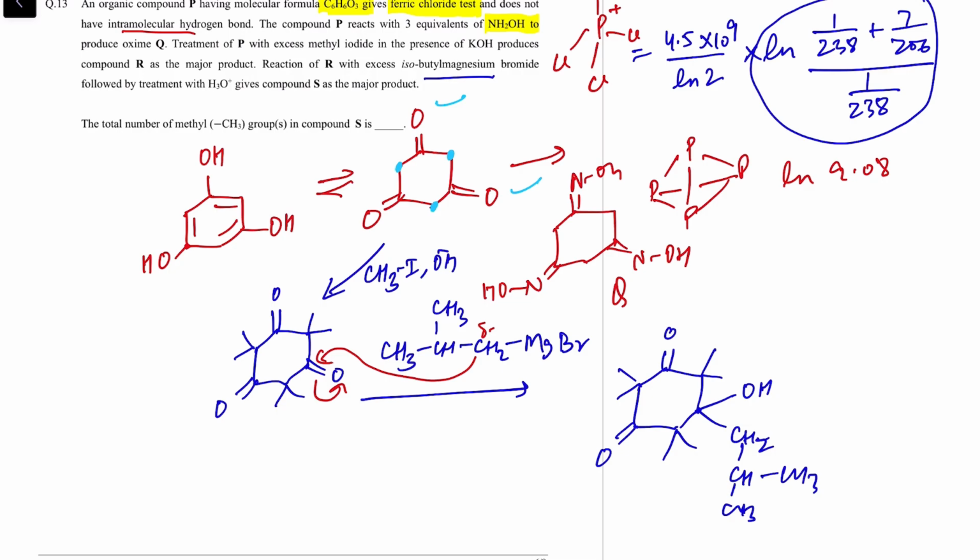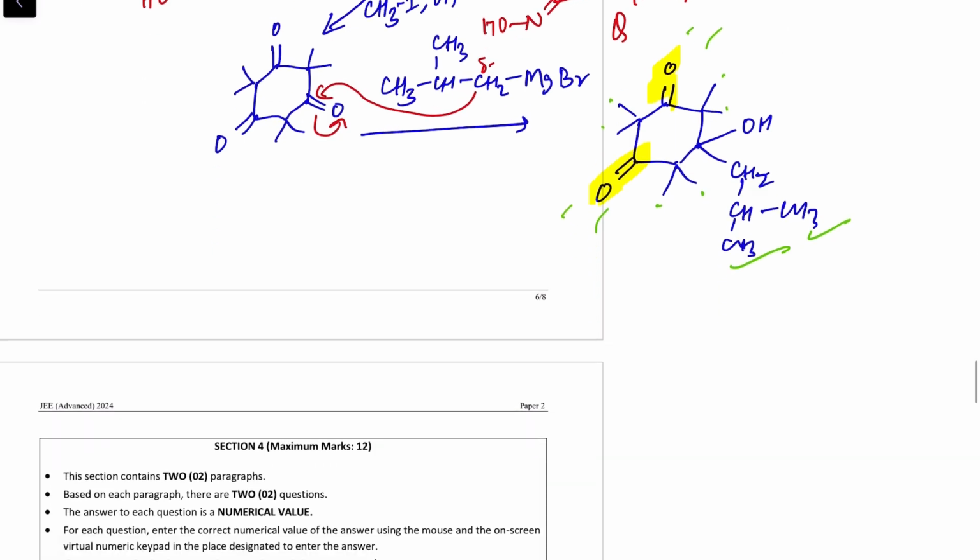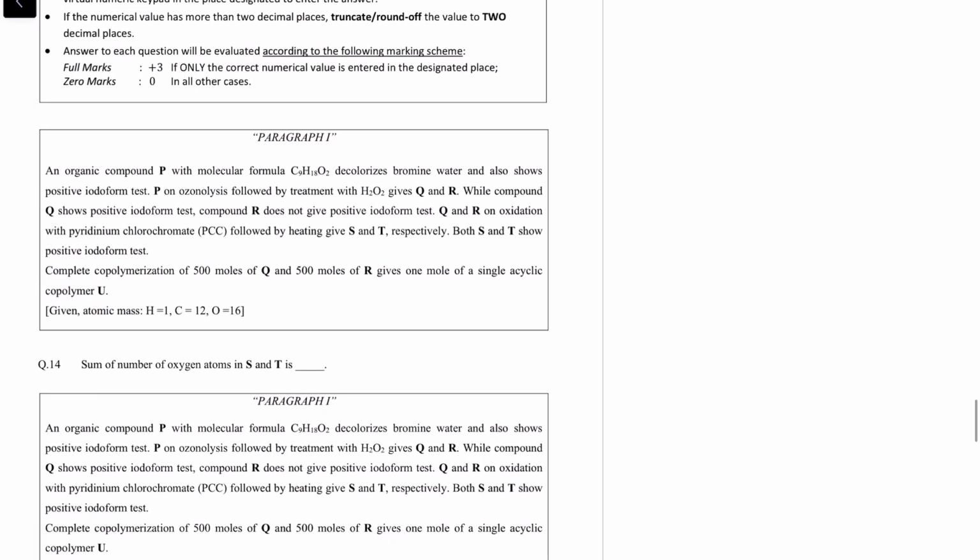Similarly, you can do the reaction on these carbonyl groups. What we observe is that there are in total 12 methyl groups, right? 1, 2, 3, 4, 5, 6, 7, 8, and similarly 2 will end up here and 2 will end up here. So the total number of methyl groups would be 12. Let's move to the next section, that is section 4.